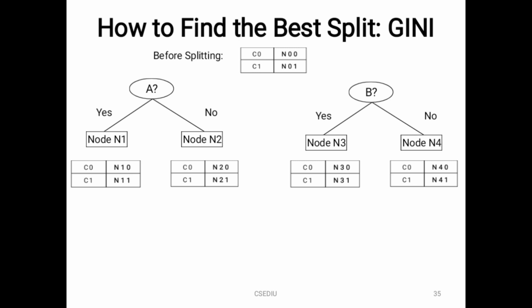Before splitting, C0 means N of 0 0 and C1 is N of 0 comma 1. There are two options, A and B. A has nodes N1 and N2, and B has nodes N3 and N4. For C of 0, node N1 means N of 1 0 and N of 1 1. Node N2 means N of 2 0 and N of 2 1. Node N3 means N of 3 0 and N of 3 1. Node N4 means N of 4 0 and N of 4 1.